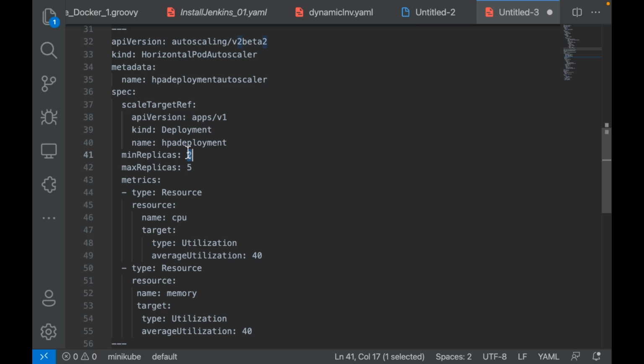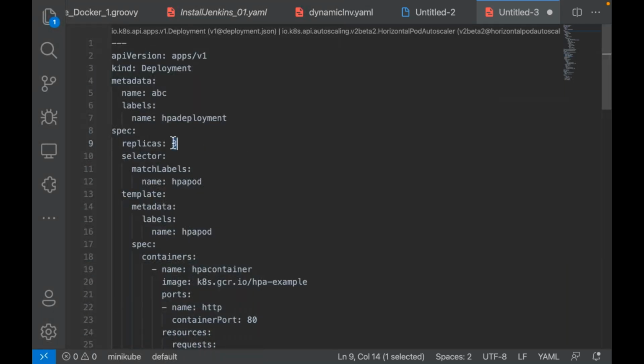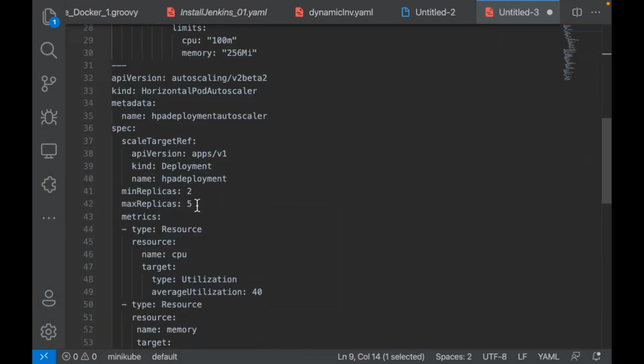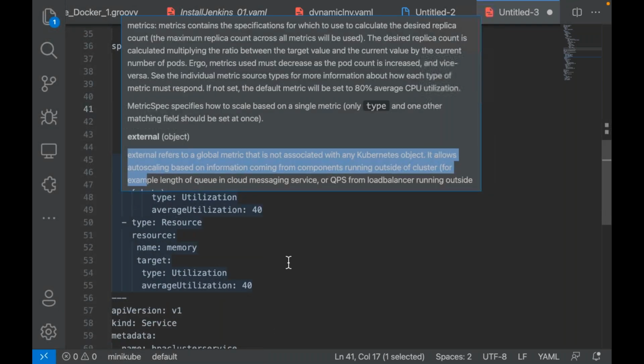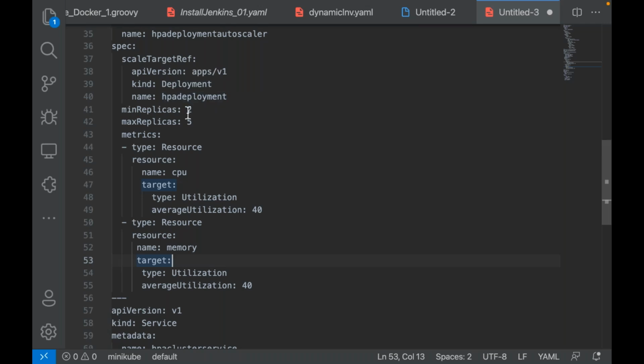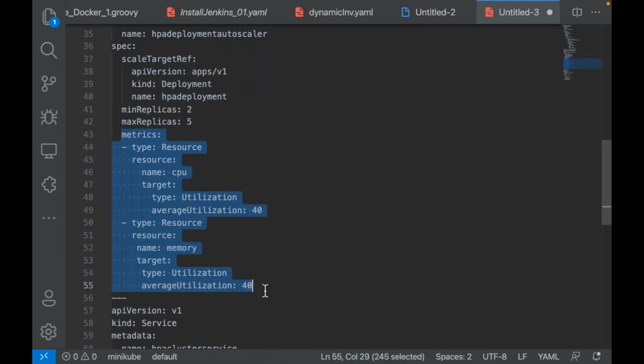It is not going to have 6. So the deployment will create 3 replicas, but will it bring down to 2 again if there is no load? This HPA, will it bring down to 2 if there is no load?